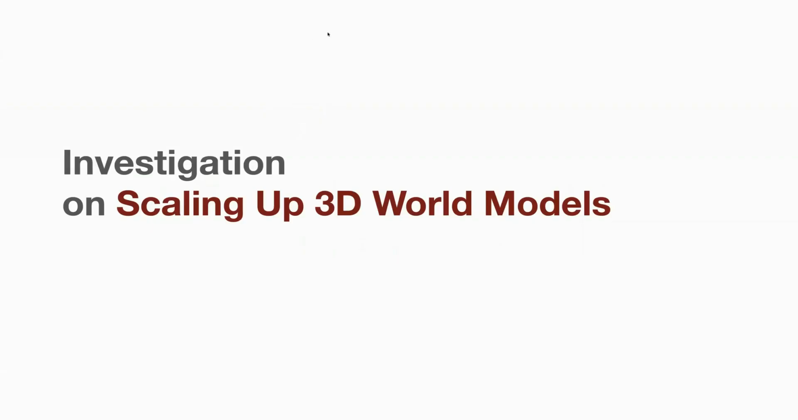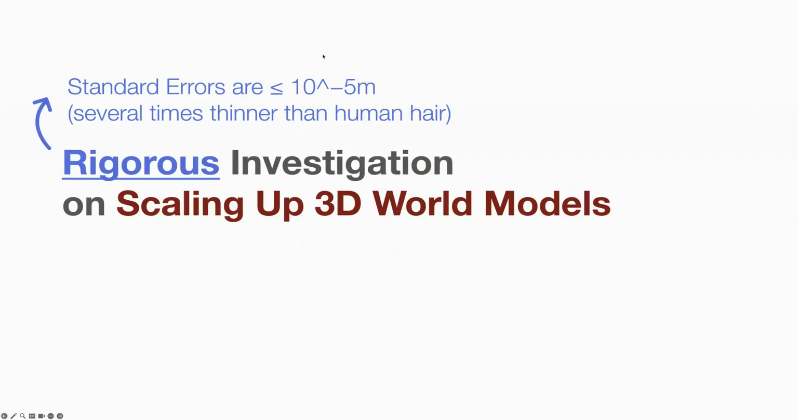And I think the nice thing here, thanks to this large data set, is that we can really have rigorous investigation. By rigorous, I mean that because this is dense prediction and there's a large test set, actually 10% of that whole data set, we can have really standard errors that are on the order of 10 to the negative 5 meters. So this is several times thinner than a human hair. So if we ever compare two setups or two different models, it's really clear that one is better than the other because the standard errors are so small.